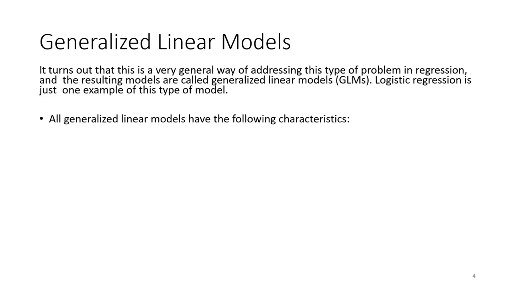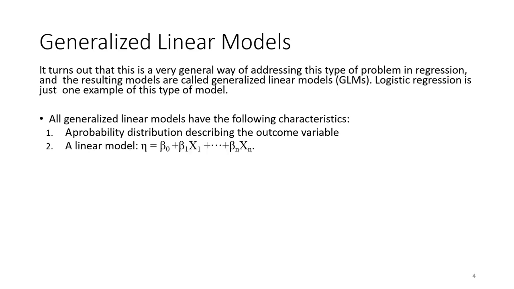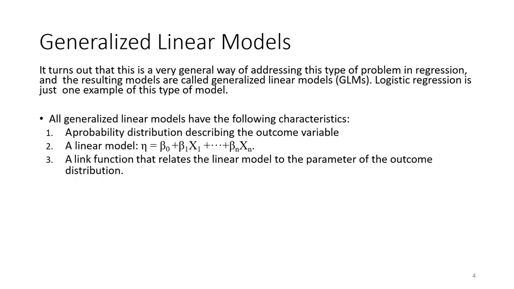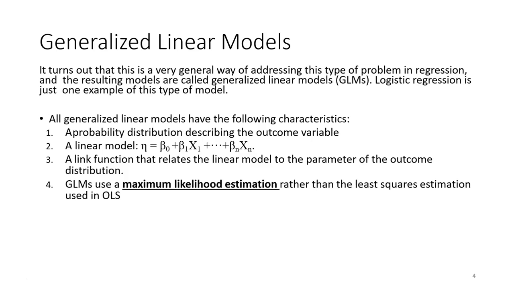So this is where generalized linear models come into play. There is a way of solving these problems where the resulting models that we are using are called generalized linear models. And logistic regression is just an example of one of those types of GLM models. And all generalized linear models have the following characteristics. First, there's a probability distribution describing that outcome variable. And then the linear model is where you have an outcome, and then it is made up of the linear composition of multiple variables, including the intercept and your beta coefficients for your x or predictor variables. We have a link function that relates the linear model to the parameter of the outcome distribution.